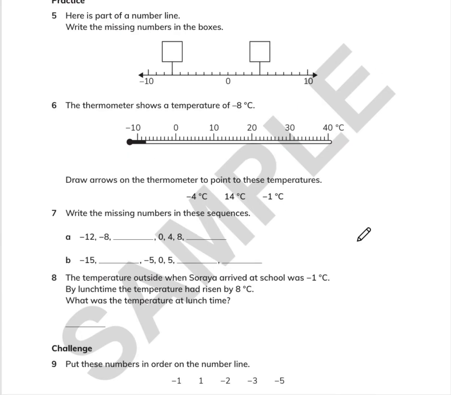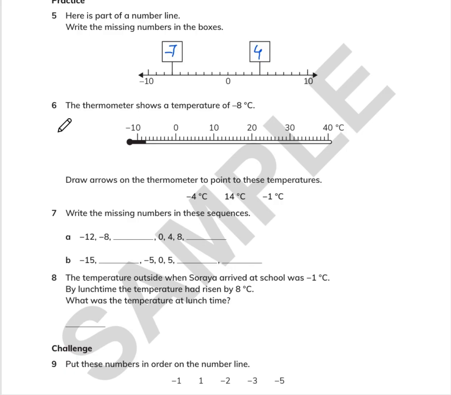Question number 5. Here is a part of a number line. Write the missing numbers in the boxes. This is 0, 1, 2, 3 and 4. And this is minus 10, so minus 9, minus 8 and minus 7. We start counting from the number that is nearest to the box. With this box, the nearest number is minus 10, so I started counting from here. With this box, the nearest number is 0, so I started counting from here.